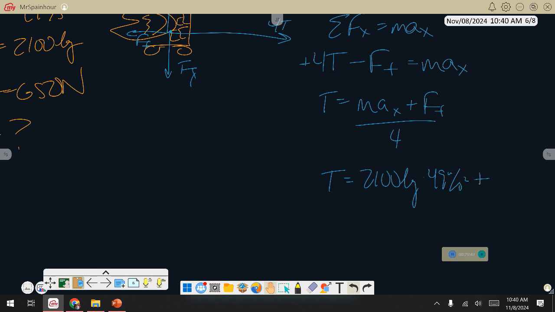Real quick, if I stopped right here, somebody do this in your calculator. What's 2100 times 49? 102,900. So in the 100,000s. So does the 650 newtons probably do jack squat to this answer? Not very much at all, but we'll add it in anyway. A little bit of thrust. And divide by 4. What'd you get?